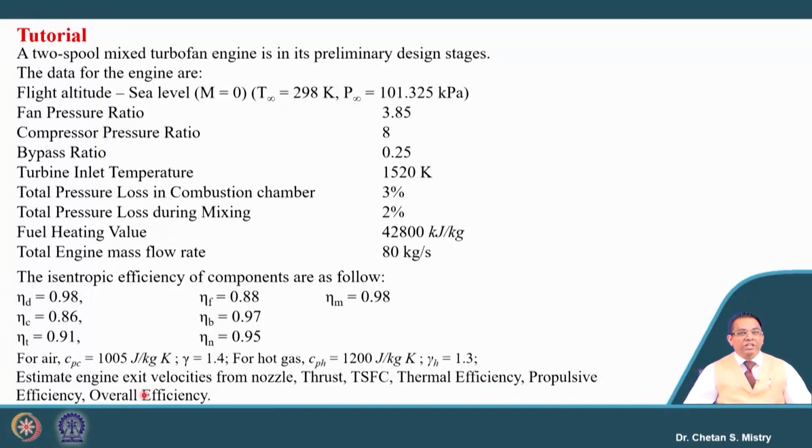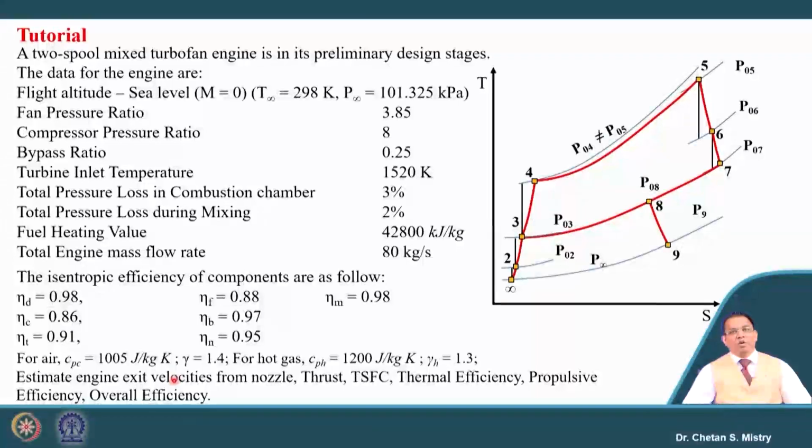Cp values for the air as well as for the hot gas are given, and we need to estimate the velocity from the nozzle. We need to calculate the thrust specific fuel consumption, thermal efficiency, propulsive efficiency and overall efficiency. So, let us look at this. The very first thing, with all the information given to us, we will put this on a TS diagram. Here you can see the components that are given. So, be careful about what is given, and accordingly put the TS diagram and the numbering.